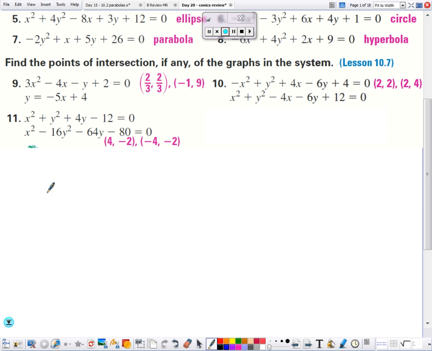All right, one more with number 11. I notice how my x squareds have the same number as a coefficient, but they're the same sign. So I'm going to multiply this equation by a negative, and now add them together.